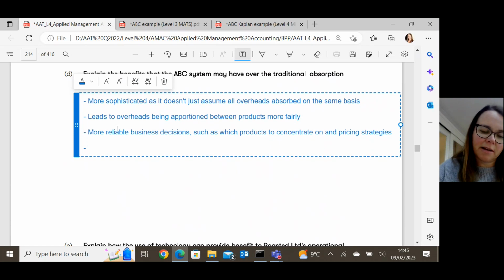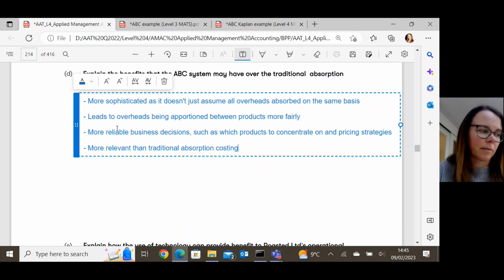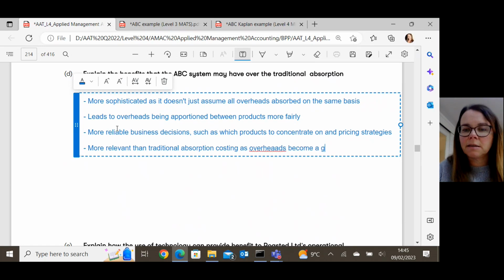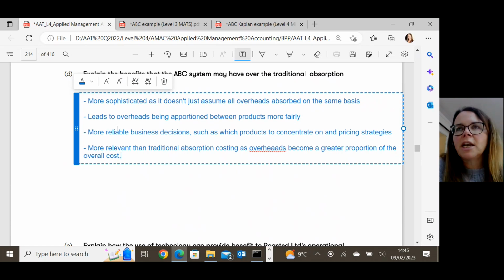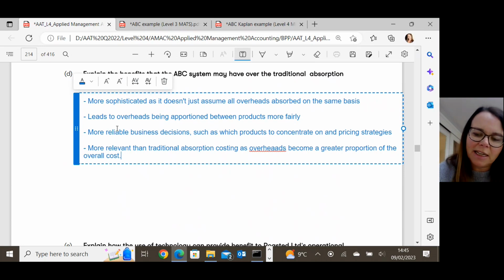And then the final point that I think is worth making is that it is more relevant than traditional absorption costing as overheads become a greater proportion of the overall cost, right? Because traditionally you had a lot of labour cost and material cost, and a tiny bit of overhead. But now as overheads are becoming more significant, you do need that more sophisticated method of absorbing them.